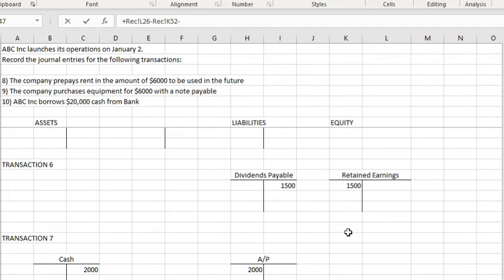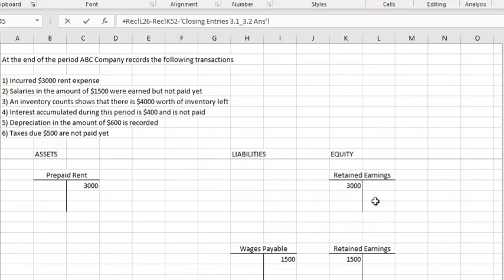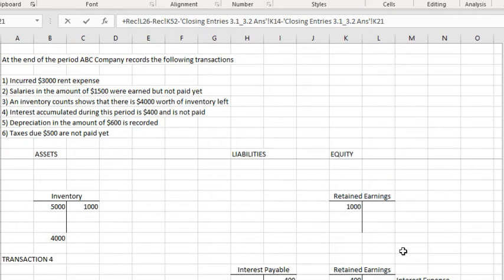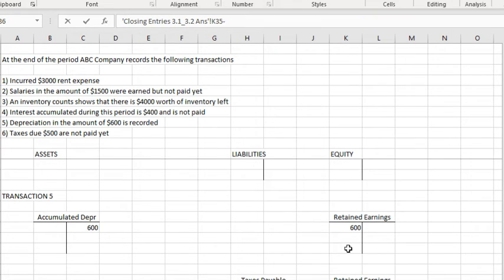And then we have our closing entries. So any expense including rent is going to reduce retained earnings. Wages expense is going to reduce retained earnings. This is cost of goods sold when the inventory decreased. That's going to reduce retained earnings. We have interest expense. We have depreciation expense from transaction 5 in closing entries.